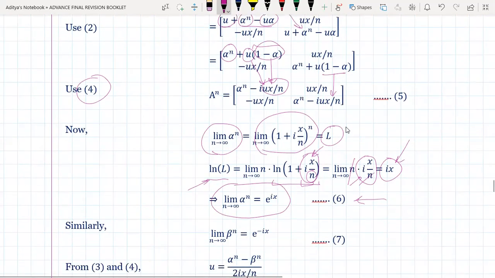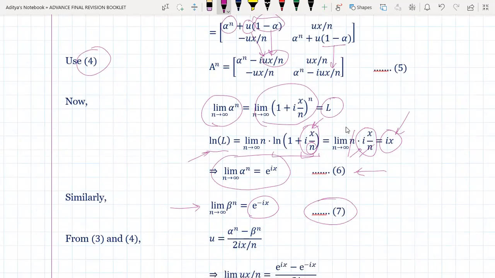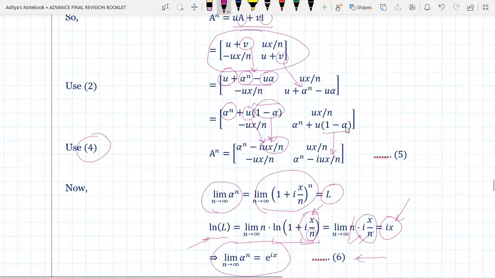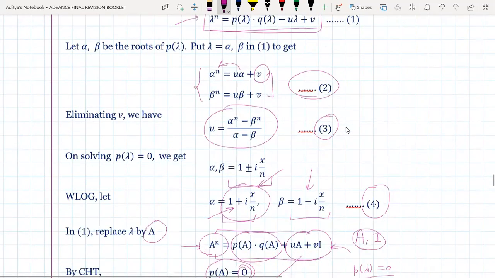In exactly the same way, we could have also derived the value of this limit. It will come out to be beta power n limit equal to e power minus iota x, which we are calling equation number 7. Now from equations number 3 and 4, we can write this thing. How are we able to do this? Let me illustrate it in more detail.